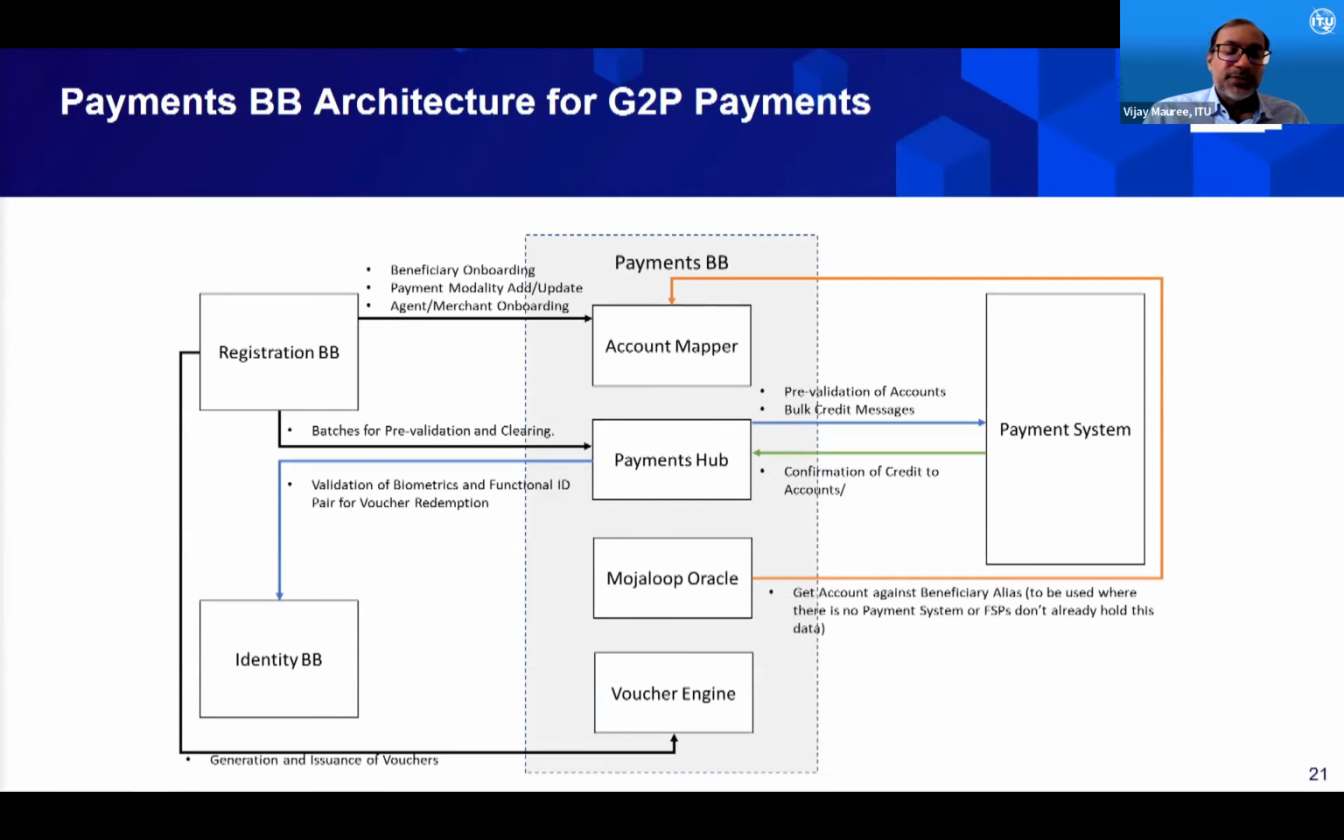And there is also a voucher engine to take care of voucher payments, to cater basically for people who do not have bank accounts. And you can see there's also the identity building block, which will be connected to the payments hub for basically the validation of the functional ID for the different payments that need to be made, and also for the voucher redemption. So that's the architecture that we are proposing for G2P payments.